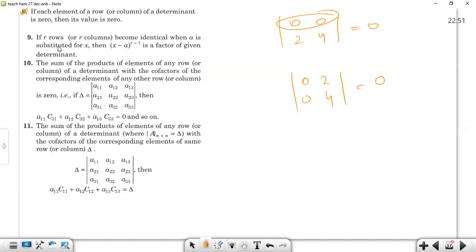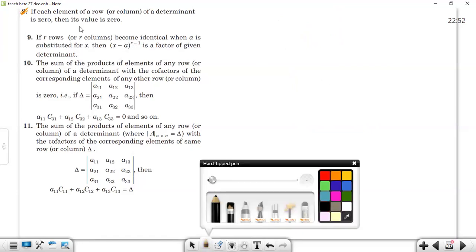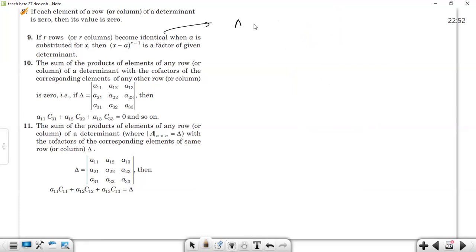The next property says, if R rows or R columns become identical when A is substituted for X, then (X minus A) raised to power (R minus 1) is a factor of the given determinant. So this is important and complex to understand. Let's consider a determinant of order 2 by 2. When A is substituted for X, R rows or R columns have become identical.